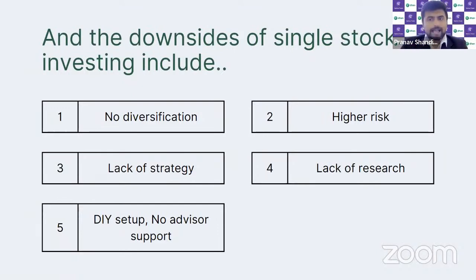Then fourth is lack of research. This is a very common tendency. We tend to fall for the plethora of information that is coming out there. It could come from news, from friends, from colleagues, and we end up taking positions, which is essentially lack of research. And the fifth most important problem is there is no advisor to support you. It is a completely do-it-yourself setup where I come, I open an account, and I'm going through lots of information and trying to collate all of it and make a portfolio out of it.